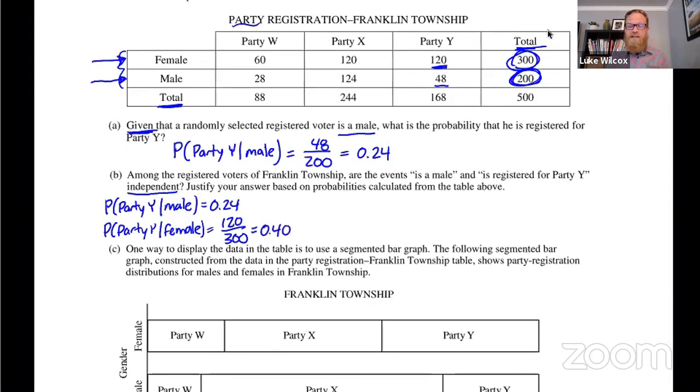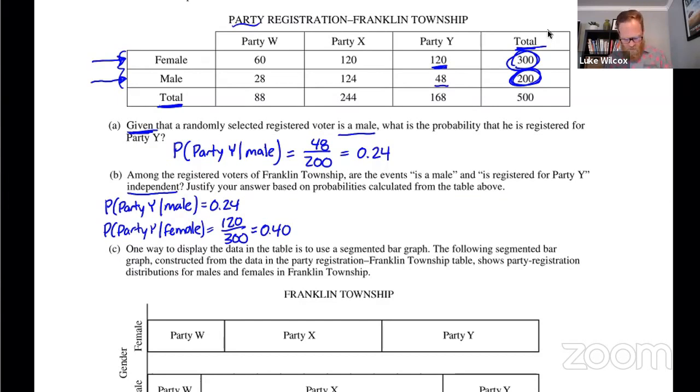Now, very clearly, I can see here that if I know that the person is a female, the chance that they are in party Y is increased quite a bit. It goes from 24% all the way up to 40%. In other words, knowing whether or not a person is male changes the probability that they are registered for party Y. This means that those two events are not independent.